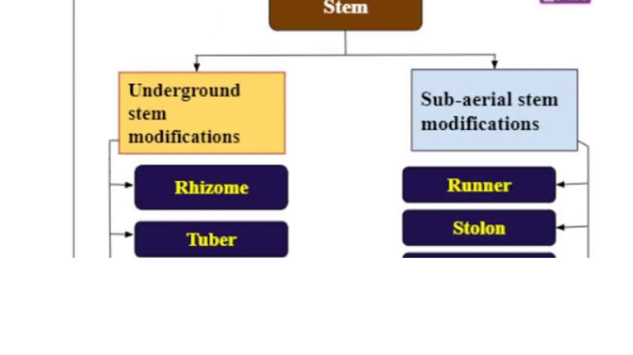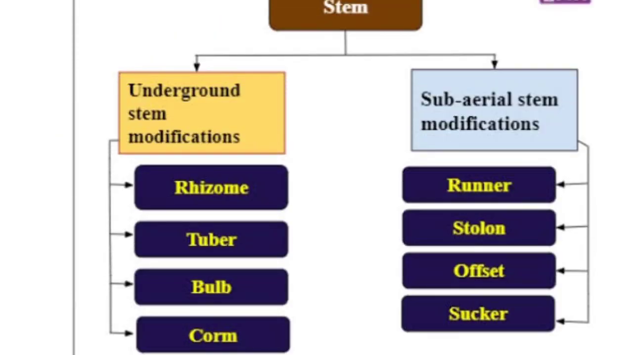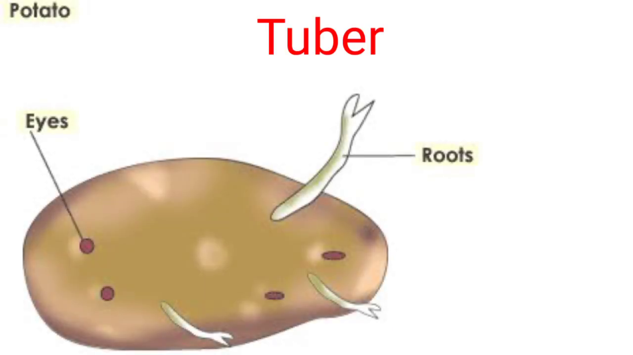In stems, we need to understand the two kinds of stems. One is the underground stems and another one is the subaerial stems. Children, in underground stems there are four categories, that is tuber, bulb, rhizome and corm. In subaerial stem also we have four categories: runners, stolons, suckers and offset. So let's understand first underground stems.